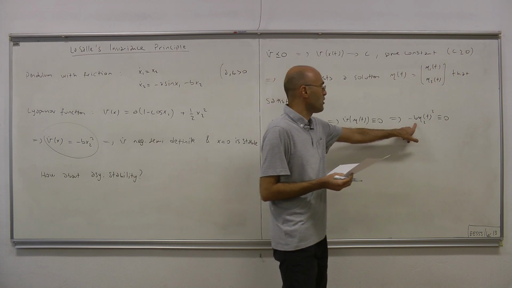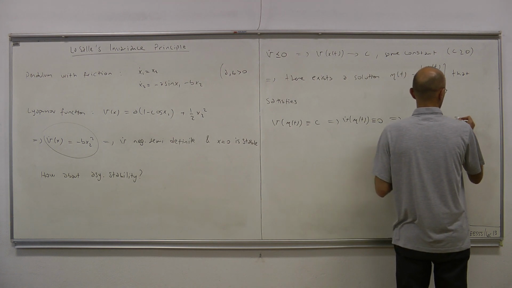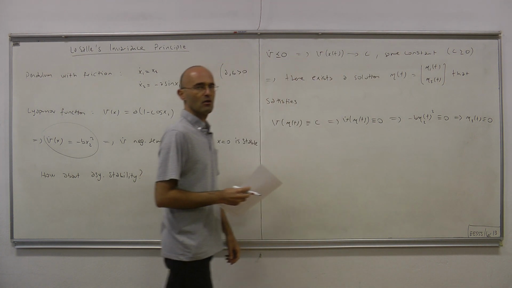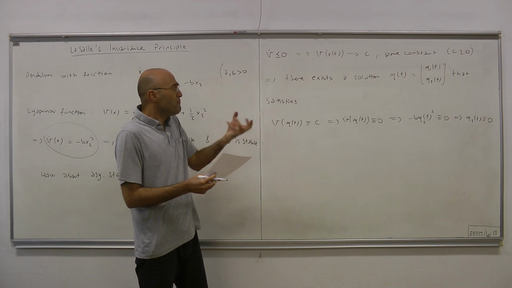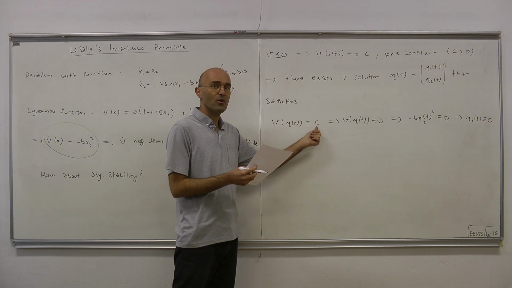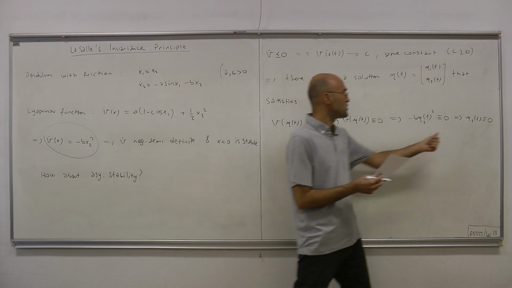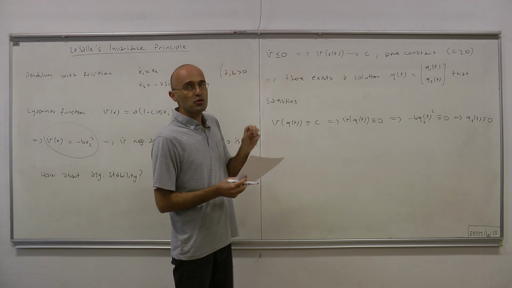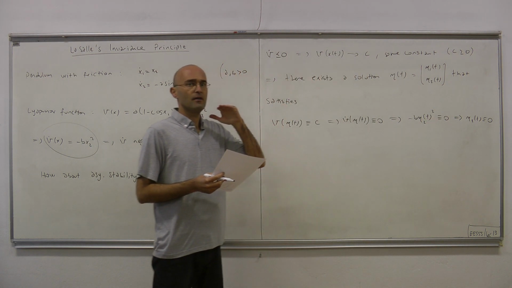And that means, since b is positive, eta 2 of t must be zero. Eta 2 of t is identically zero. So v is constant. We are convinced that there's a solution that produces constant v, and constant v means zero v dot. And zero v dot means that the second component of the solution, which we denote by eta 2, is zero for all times.